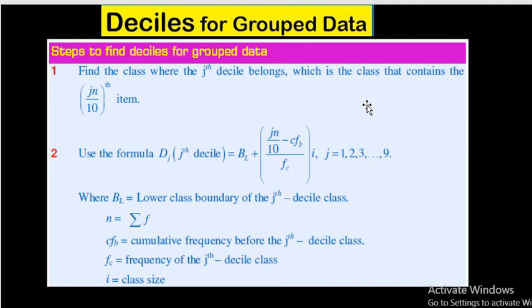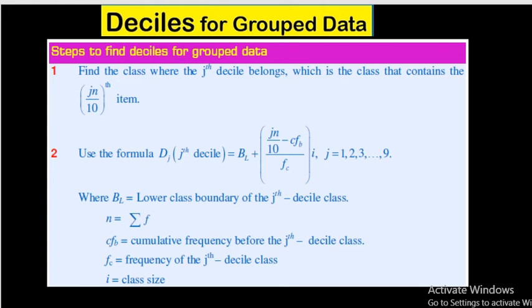Deciles mean dividing a given data into 10 equal parts. Those division points will be deciles. So there will be 9 division points, or 9 deciles. In case of quartiles, there were 3 quartiles because we divide the data into 4 equal parts. In case of deciles, there will be 9 division points. Those are deciles. The process is the same as that of quartiles.